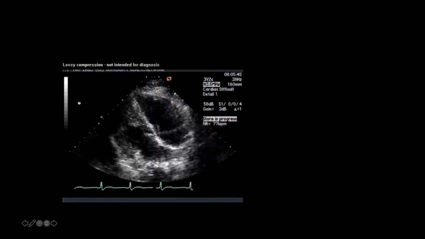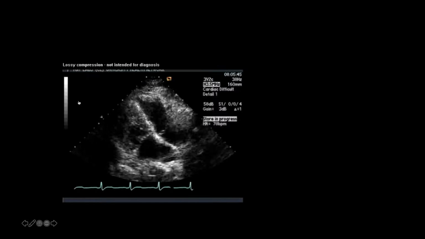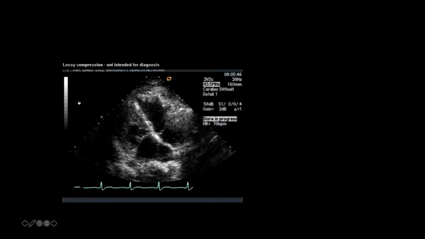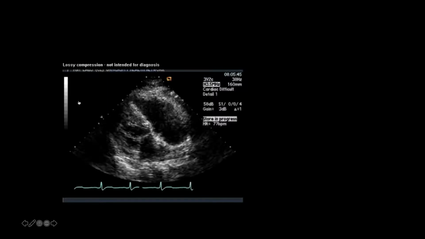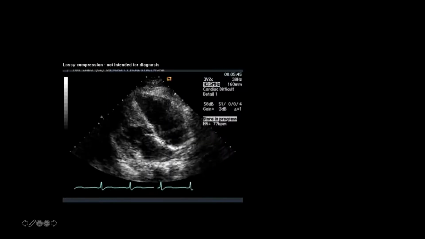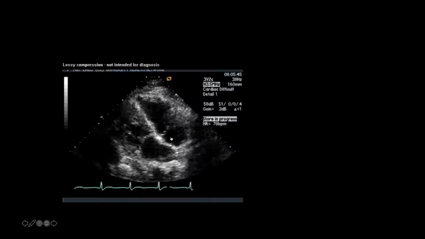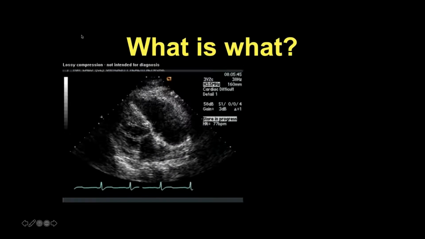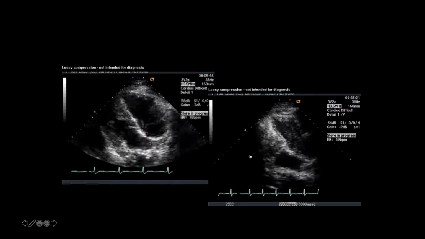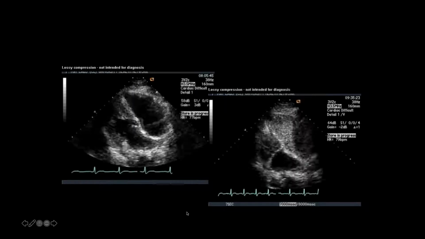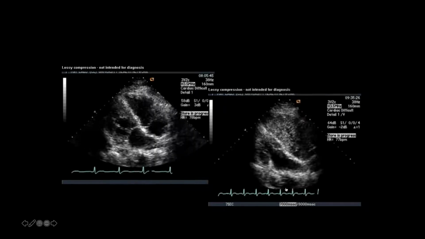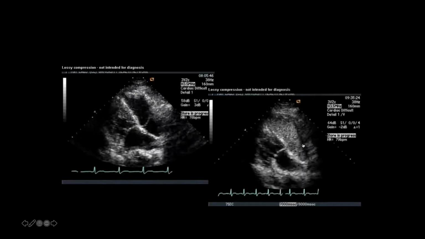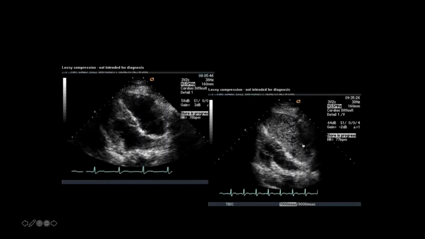The image quality can be very poor sometimes. You cannot see the IVC or the abdominal aorta. And then the question is, what's what? Which atrium here is the right one and which one is the left one? What you can also do is inject bubbles. When you inject bubbles, usually the bubbles appear in the morphological right atrium, because the SVC is usually connected to the morphological right atrium.